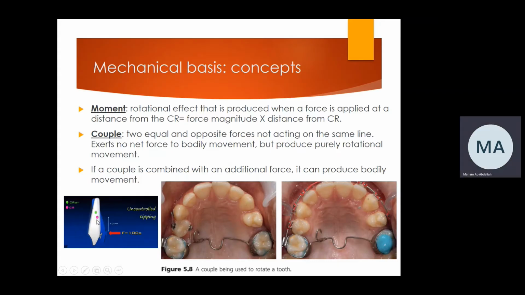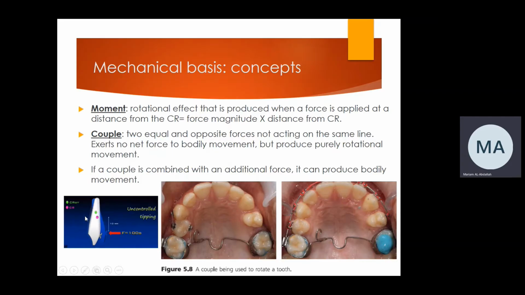So you have the center of resistance. The green dot here is the center of rotation. So we have a force that is applied. This is the red arrow. It represents the force applied through this bracket. So if you apply a force of 100 grams that is located away from the center of resistance by about 10 millimeters, then the amount of moment that is produced is 100 multiplied by 10. So it's 1,000.